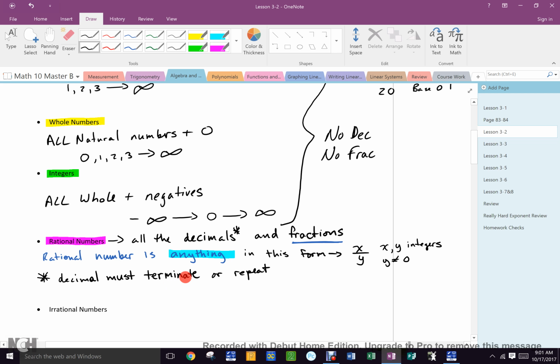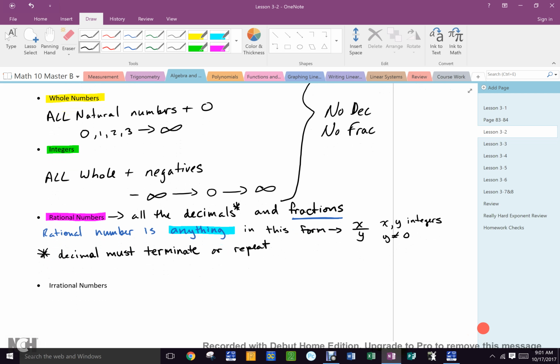So, when it terminates, it ends. For example, 1 divided by 8 is 0.0625. It ends. Everybody cool? 1 divided by 3 is 0.33333. It repeats. Everybody good? 1 divided by 9, 0.11111, forever. 1 divided by 8, 0.0625. Everyone's good, yes? Okay. Now, that covers all the numbers that you're used to, right?